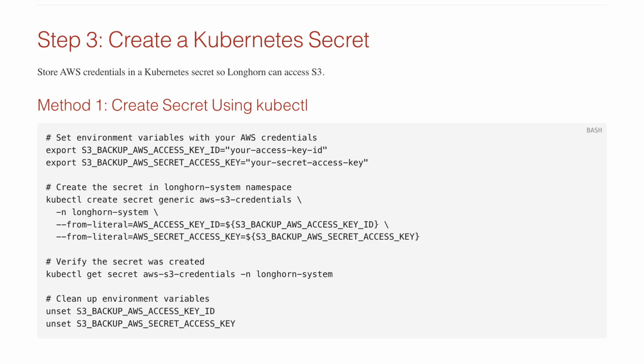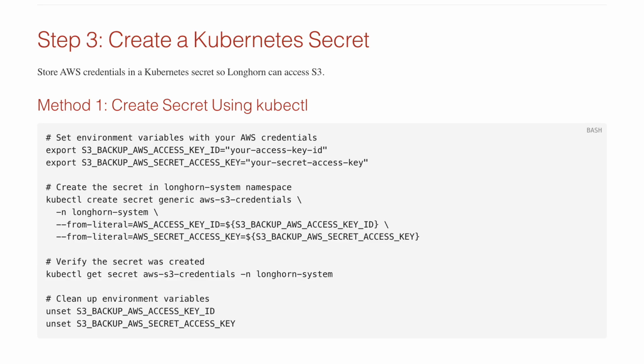Now we'll store the AWS credentials in a Kubernetes secret so Longhorn can access S3. The easiest method is using kubectl. First, set environment variables with your AWS credentials. Then create the secret in the longhorn-system namespace using kubectl.